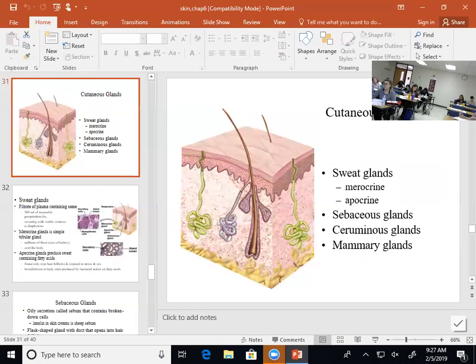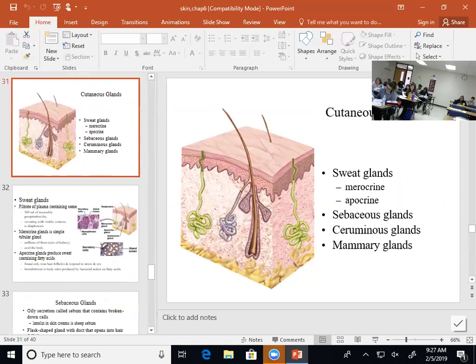Ceruminous, make sure you know, earwax, right? And do we know the functions? I think we had stopped on that to talk about functions too of earwax. It's a repellent. It waterproofs the ear canal. It also keeps the eardrum flexible.